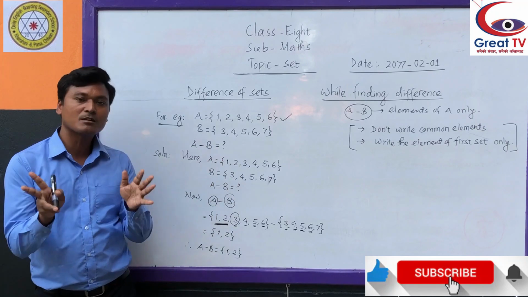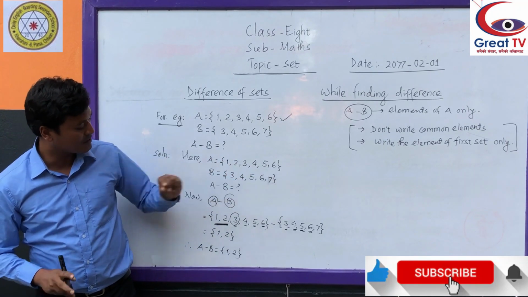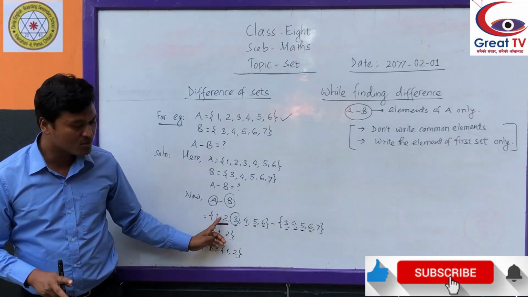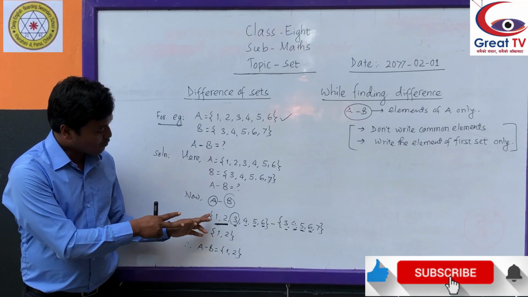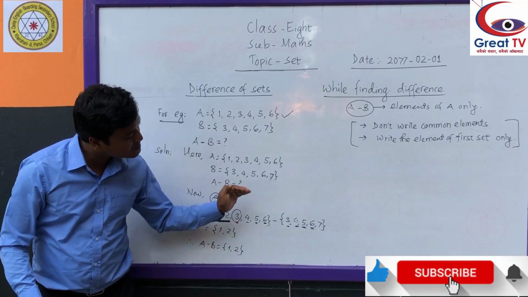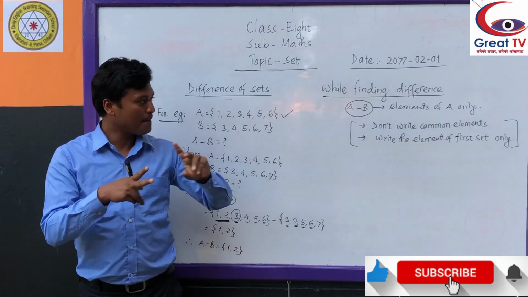Elements of A and elements of A only are different. Elements of A: 1, 2, 3, 4, 5, 6. But here, elements of A only, not of B. 1 and 2 are the elements of A only. 1 and 2 are not the elements of B. 3, 4, 5, 6 are also the elements of B, so we can't write them. So we have a very simple idea.